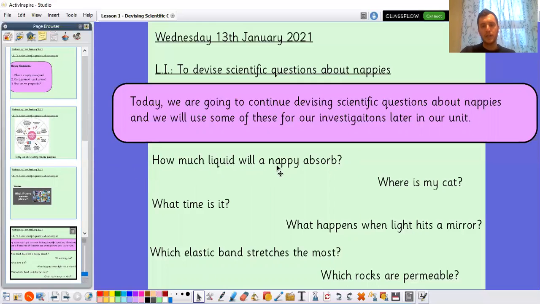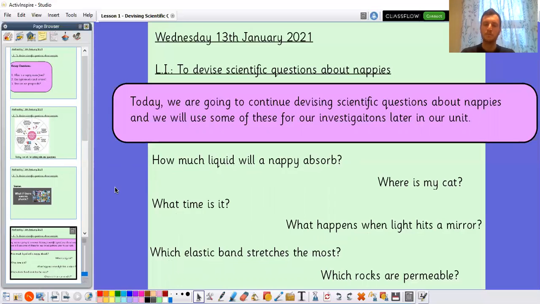How much liquid will a nappy absorb? I wonder if that's a scientific question or a non-scientific question. Where is my cat? What time is it? What happens when light hits a mirror? Which elastic band stretches the most? And which rocks are permeable?